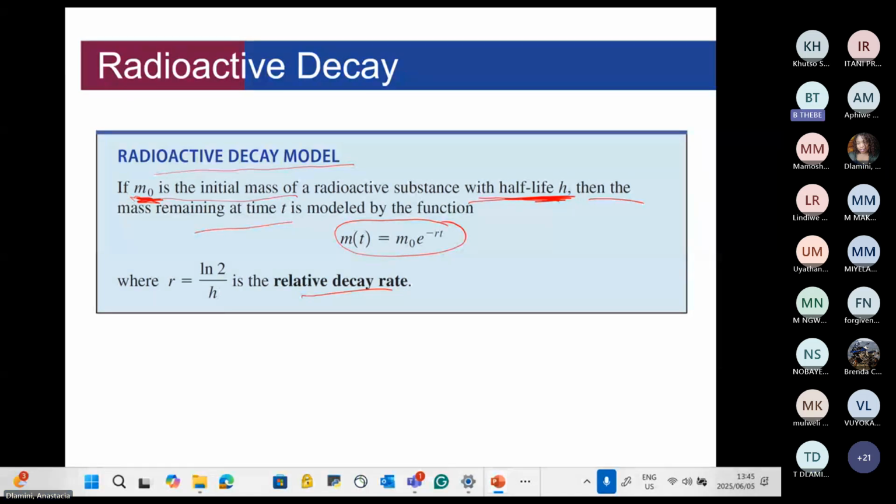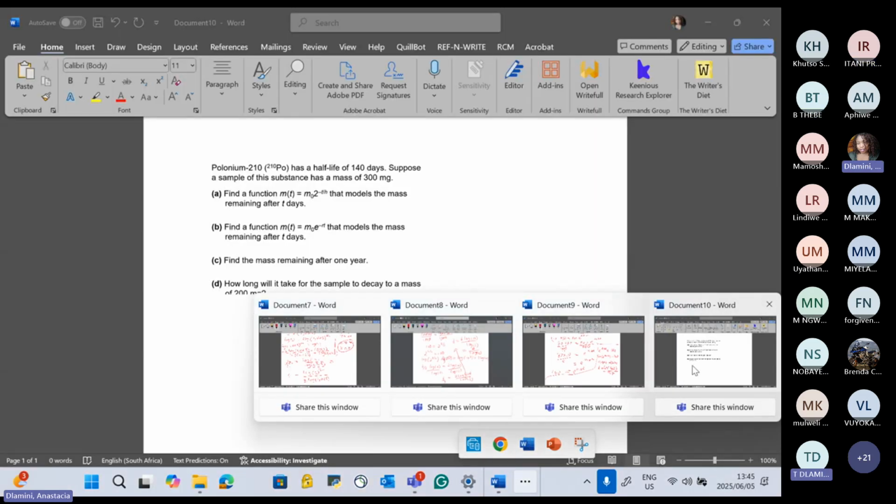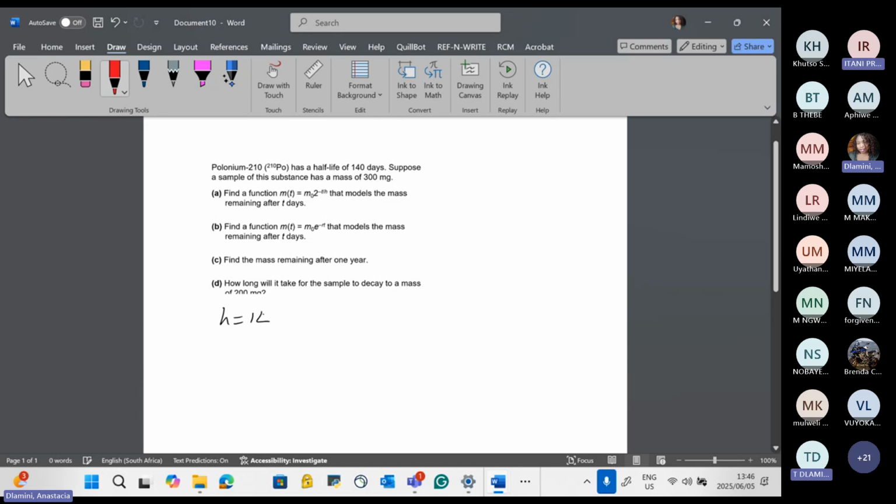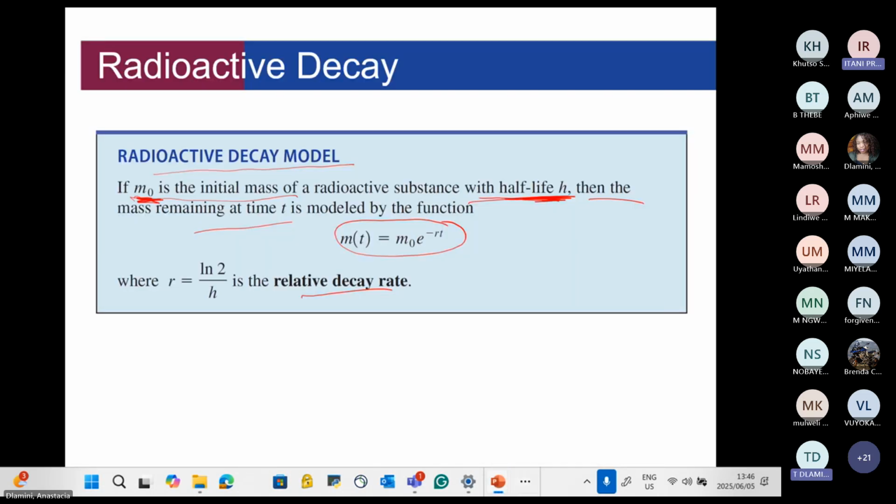So let's go back. They say it has a half-life of 140, meaning that our H is equal to 140 days. Next, they say suppose a sample of this substance has a mass of 300 milligrams. What is 300 in this formula? It's M0. Well done. It's M0.